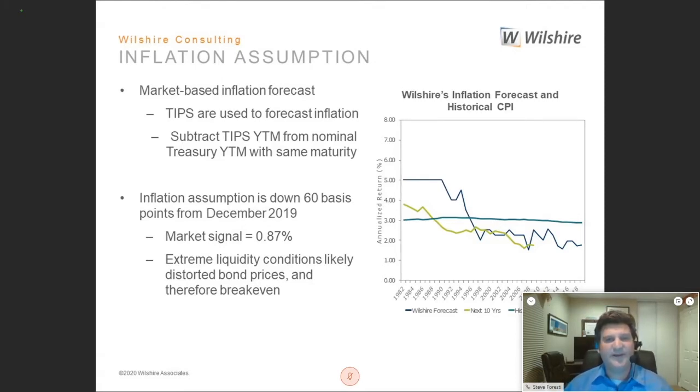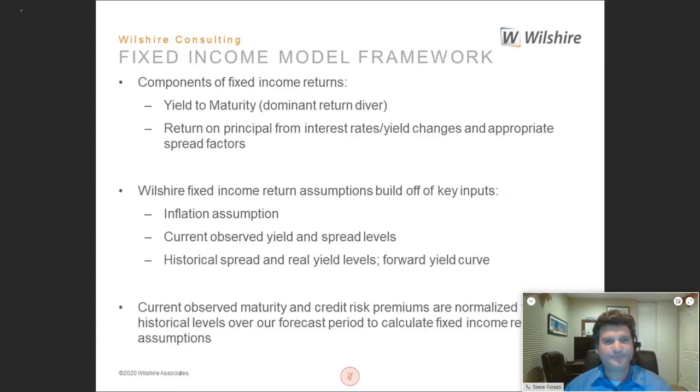So we start with inflation. I think that's important, not because it's an investable asset class, but it happens to be a very important input into other asset class or capital market models. So if we can jump to the next page, please.